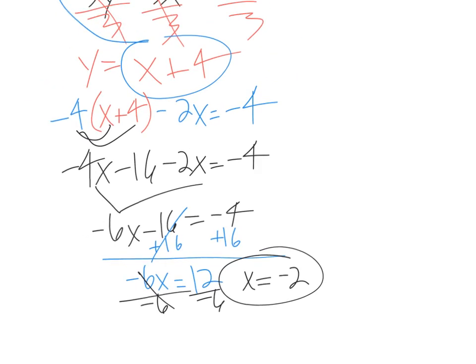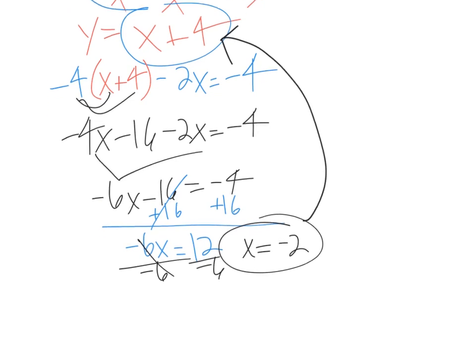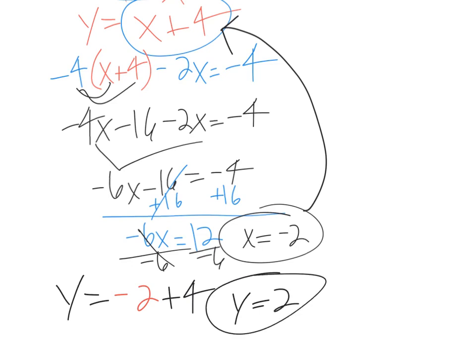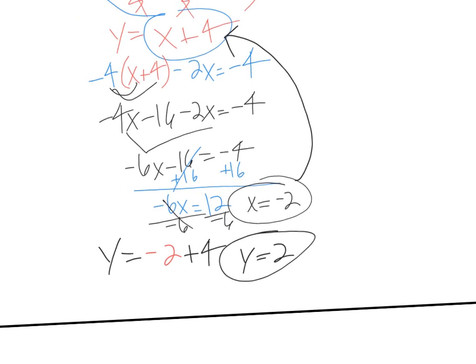Now that you know x is negative 2, figure out what y equals. We have y equals x plus 4. So y equals negative 2 plus 4. So that's 4 minus 2, that's positive 2. So y equals 2. So rewrite your final answer as negative 2, comma 2. All right, and that's it for example 4. I got one more example to do.